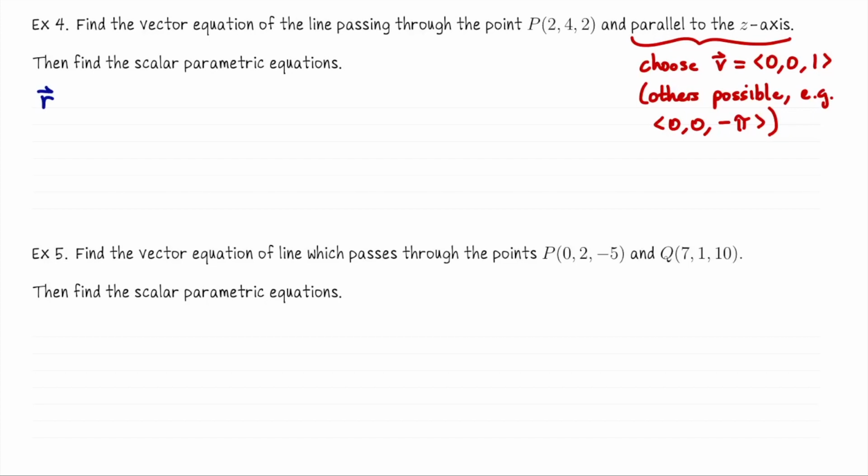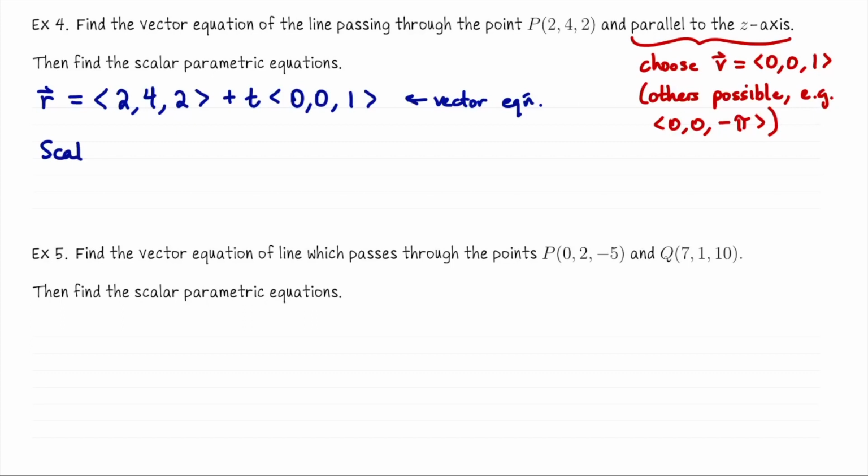Okay, so our line is going to be r equals the position vector for the known point, so that's the vector (2, 4, 2), plus the parameter t times our direction vector, (0, 0, 1). So that's the vector equation.